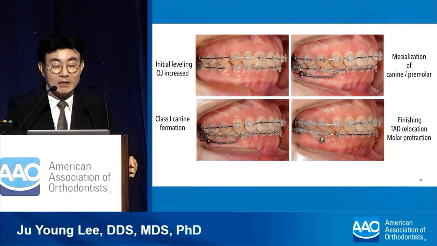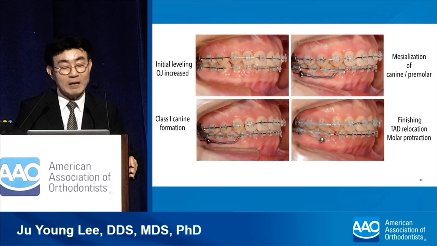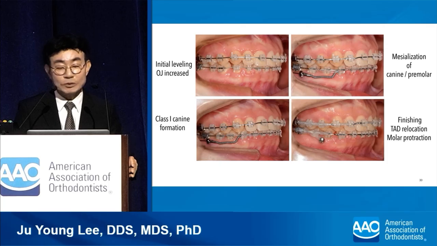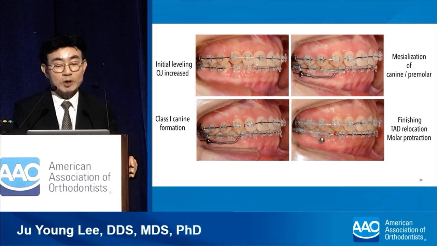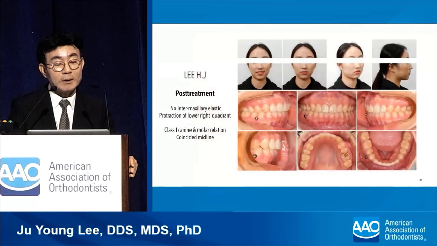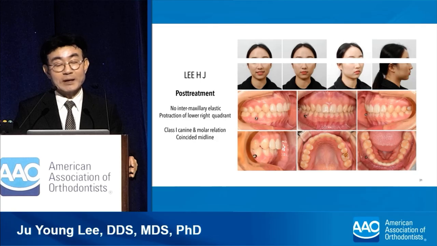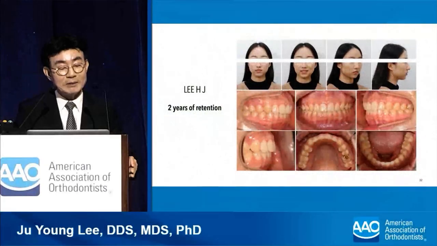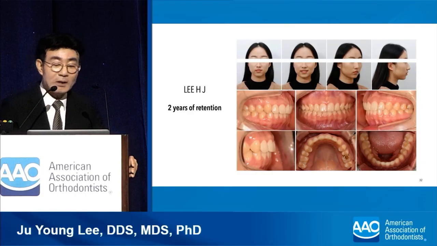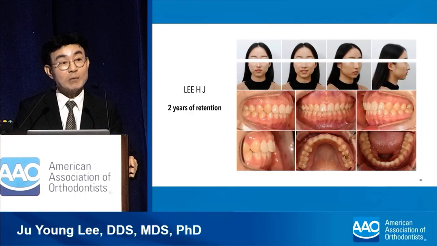Overjet was increased after initial leveling, and the mandibular anterior teeth and canine were pushed forward using a TAD-supported open coil spring. After improving the midline and canine relationship, the premolars and molars were moved medially. Good occlusion was formed by medial movement of the lower right quadrant. The mandibular midline was corrected, and a good class 1 occlusal relationship was achieved without using intermaxillary elastics. Even after 2 years since debonding, good class 1 occlusion and symmetry were well maintained.